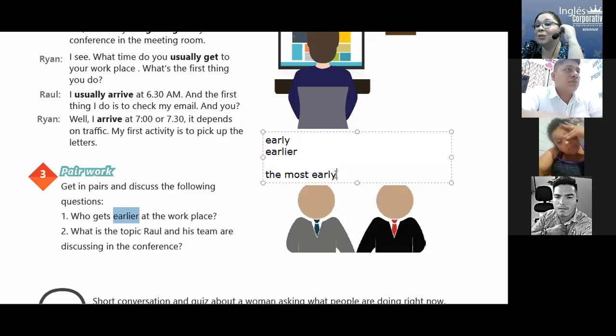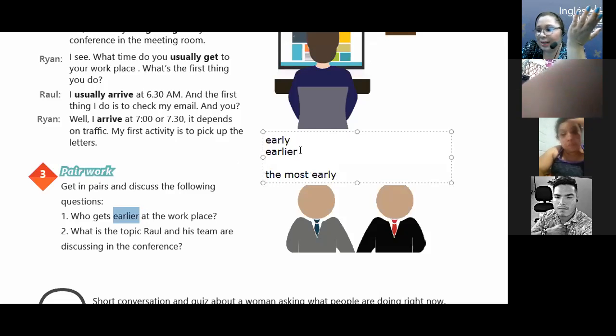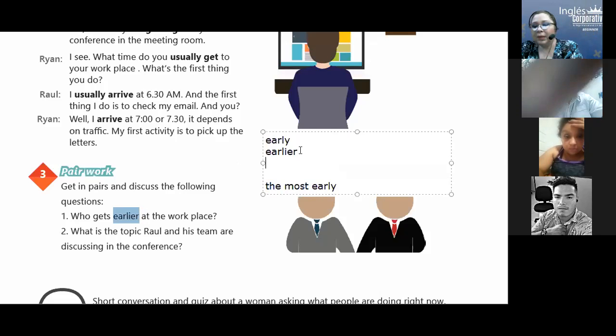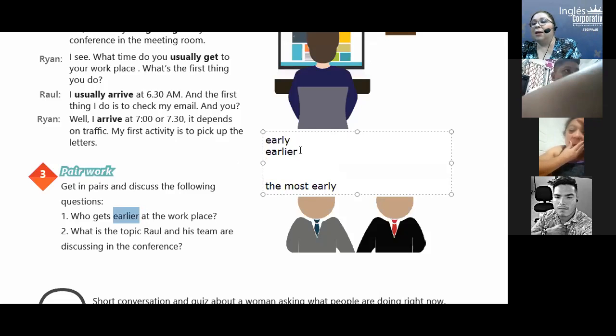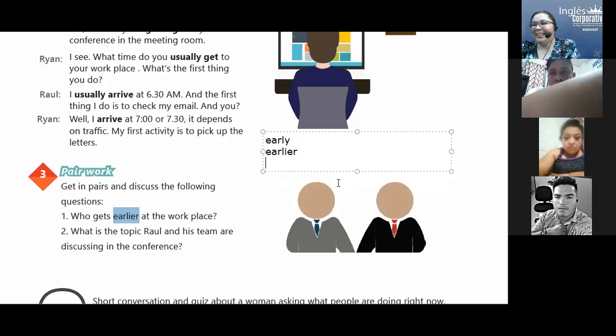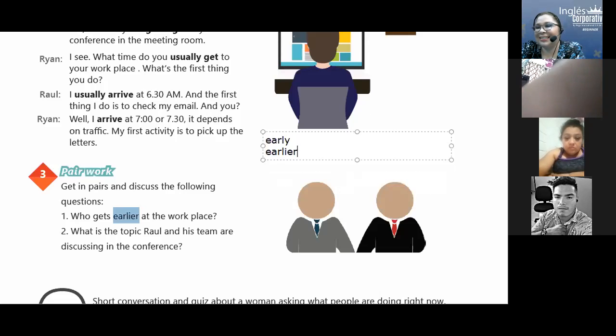Okay, en este caso, hay otra forma de decir eso. Okay. Hay otra forma de decir eso que tendría que ser como the earliest. Okay, earliest. Que viene precisamente de esta palabra, most, ¿verdad? Pero como es una palabra corta, hay otra forma de decirlo. Okay. Muchas veces como que lo tomamos literal de nuestro lenguaje y lo queremos pasar al inglés y muchas veces no pega.